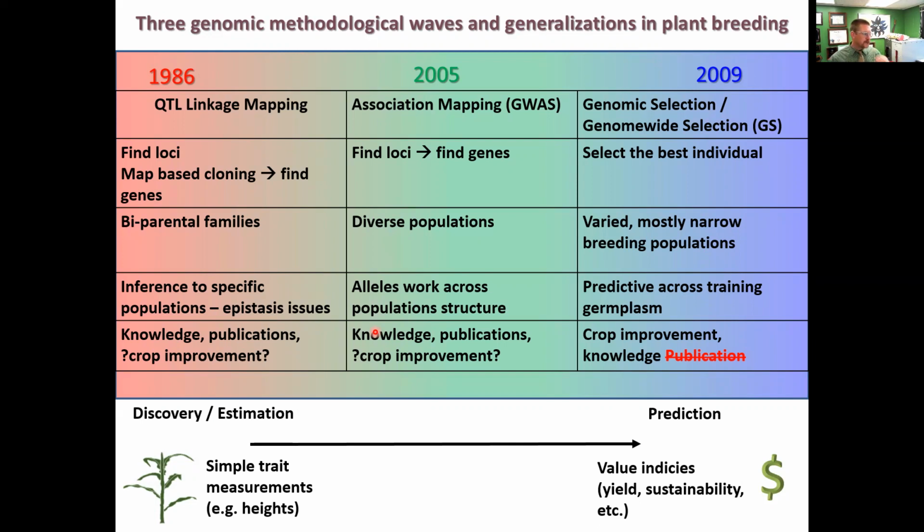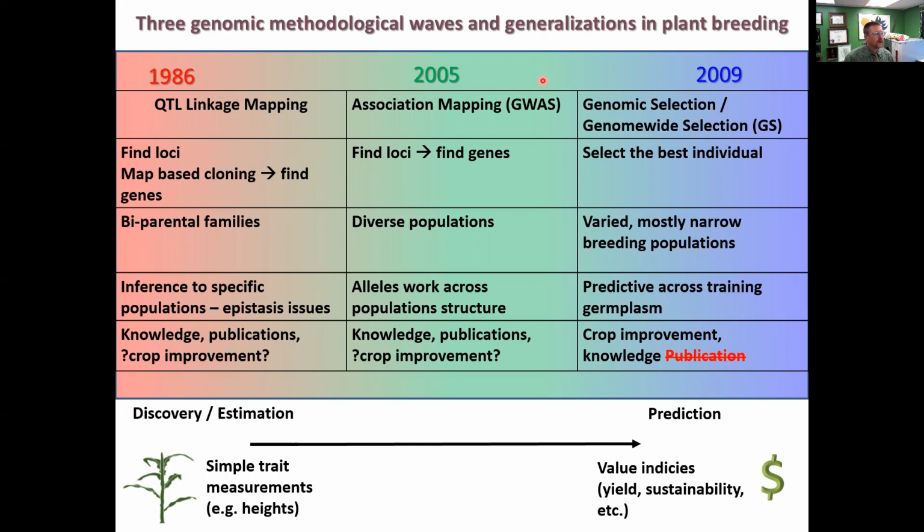And what this allowed us to do was make specific inference to specific populations. A lot of knowledge and publications were generated from this technique, but I don't think we can really point to too many examples of where there's been substantial crop improvement.